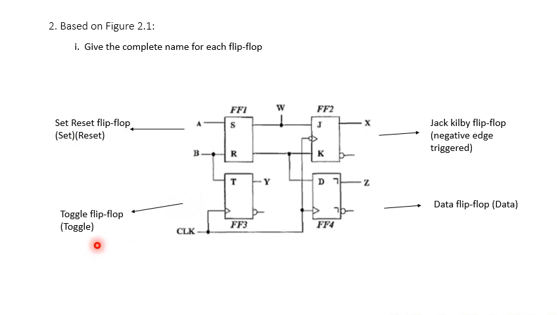The second flip-flop is the T flip-flop, which means toggle flip-flop. The third is the JK flip-flop, or Jack Kilby flip-flop, negative edge triggered. Why negative edge triggered? Because it has a note here. The fourth one is the D flip-flop, so it is the data flip-flop.